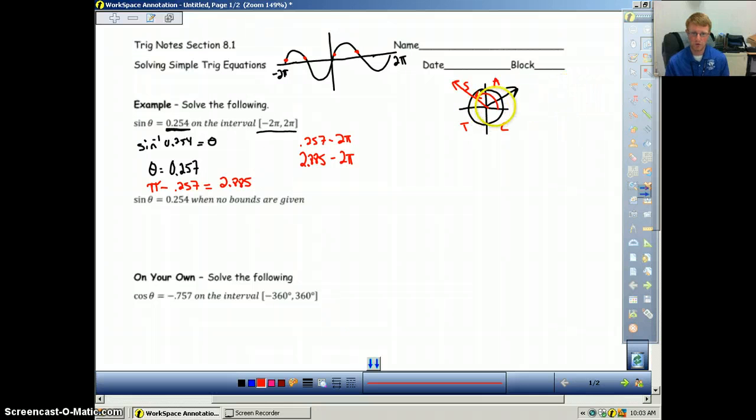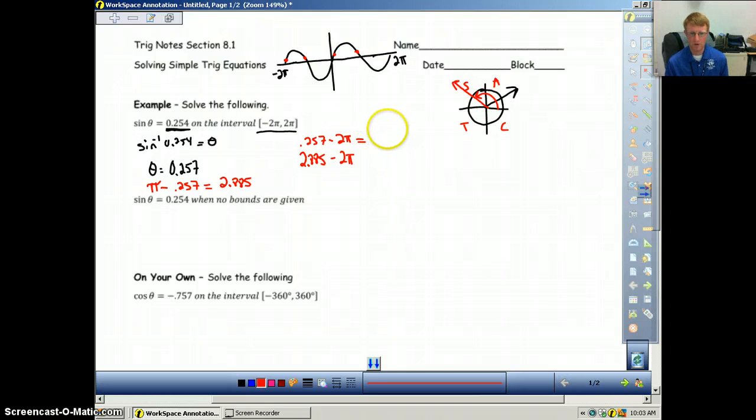So if you think about the unit circle, if we go from 0 to 2 pi, that's a counterclockwise turn. And if we go from 0 to negative 2 pi, that's a clockwise turn. So these two would be in the exact same spot. We just have to minus 2 pi to figure out what those negative values are.